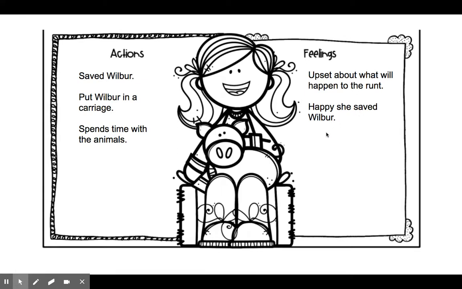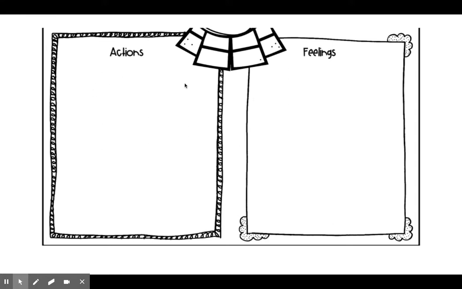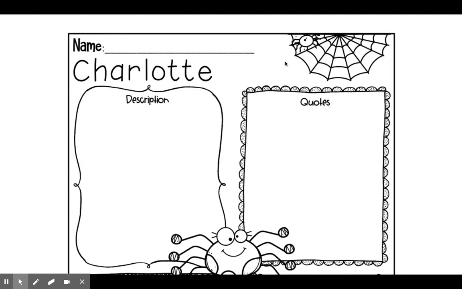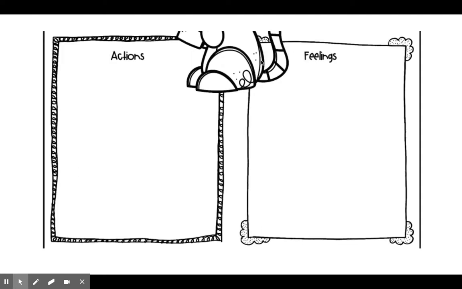So we're going to do this for a few different characters. We're going to do it for Avery, we're going to do it for Fern, and then we're going to do it for Wilbur, of course, the star of the show. So you're going to find description about him. You're going to find some quotes that he says possibly or quotes about him. And then actions, what he does throughout the book, and feelings, how he's feeling at different parts of the book. And we're going to do that with Charlotte the spider. And we're also going to do it with Templeton the rat, one of my favorite characters.